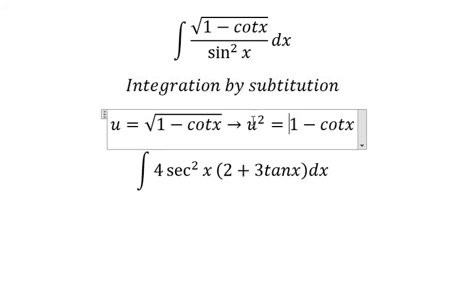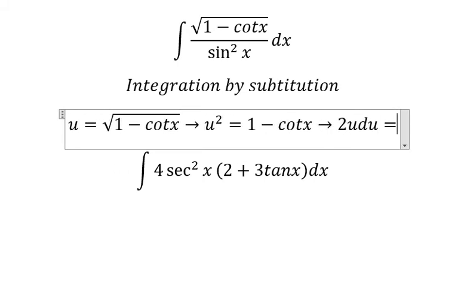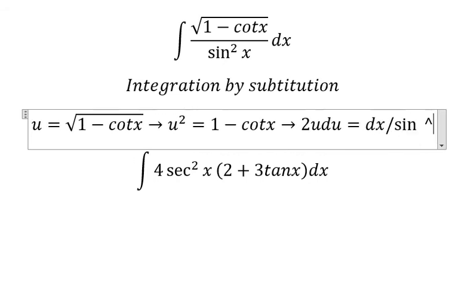Now, if I do first the derivative for both sides, you get 2u du. First derivative of number 1, you get 0. First derivative of negative cotangent x, you get dx over sine x squared.